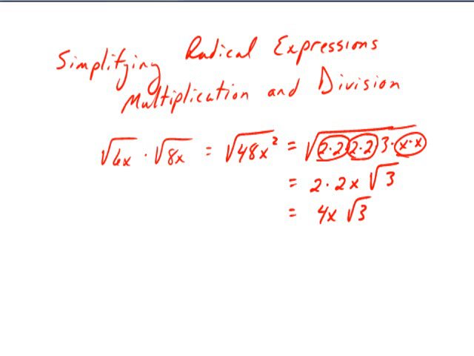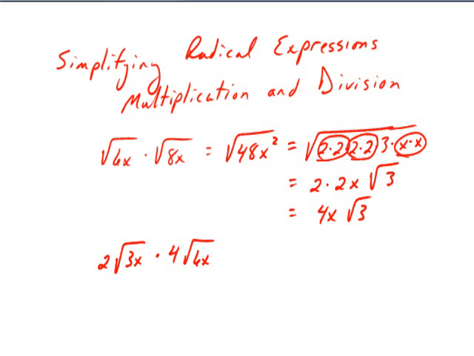This can also be done for radicals that may have been simplified already, something like this: 2 times the square root of 3x times 4 times the square root of 6x, in which now we have a coefficient in front of each one of the radicals. In this case, we still can multiply the radicands, or the numbers inside the radicals, but we also can multiply the numbers on the outside.